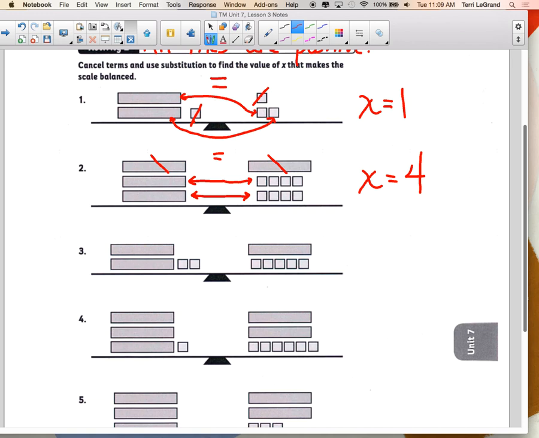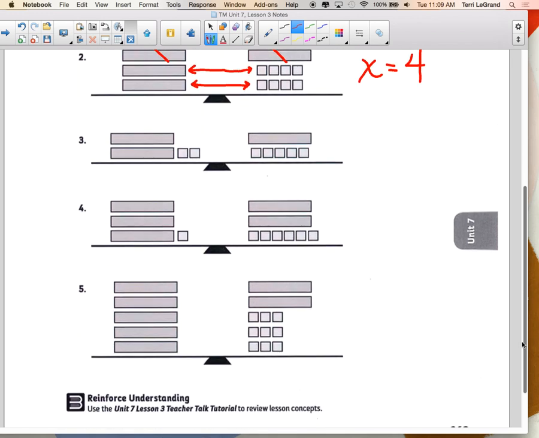You're going to do the next one on your own. Go. Cancel if you need to, and then substitute using the arrows. And then I'll take a brave volunteer to come up and do it at the board. We're going to use up your homework time.